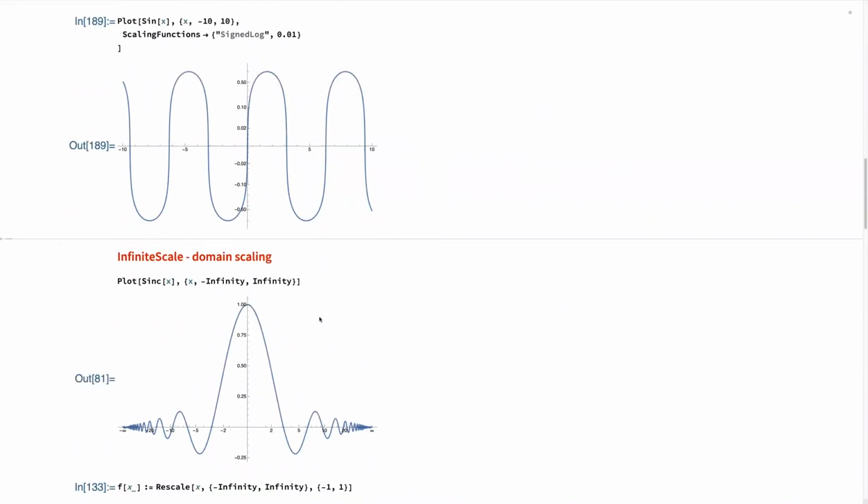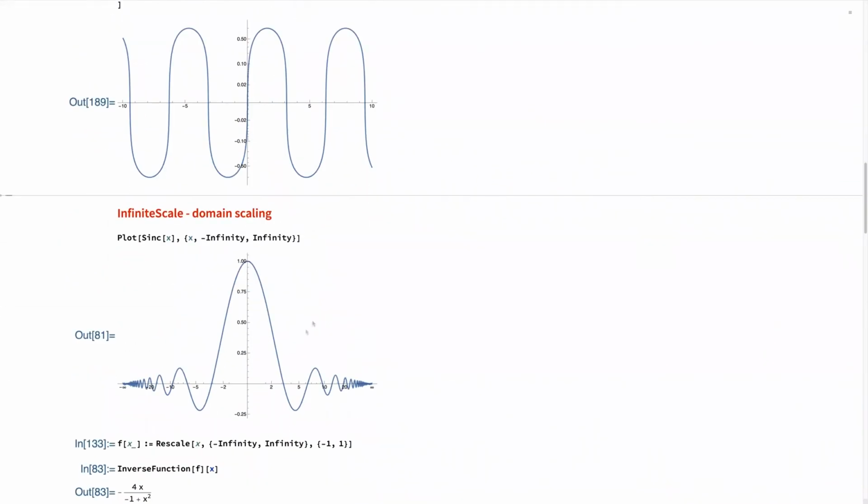Next one is the infinite scale. This is on the domain. I mean, it's not necessary to be on the domain, but it is by default: if you have a domain specified from -infinity to infinity, or really if infinity appears in either position, then the scaling functions on the x will be automatically applied. So this is the look of the sinc x, which is sin x divided by x.